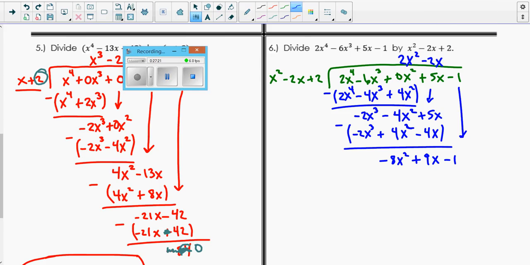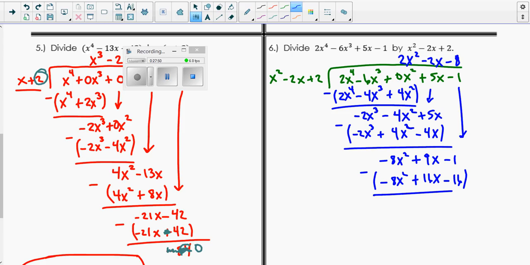Okay, in order to get a negative x squared, I need to have a negative 8 up here. Alright, negative 8 times x squared makes negative 8x squared. So those are going to cancel, so I'm going to continue. Negative 8 times negative 2 is positive 16x. And negative 8 times 2 is negative 16. I'm going to put parentheses around the whole thing, write subtraction.